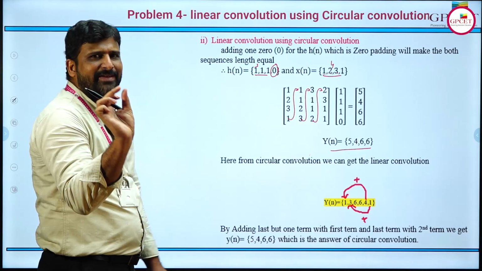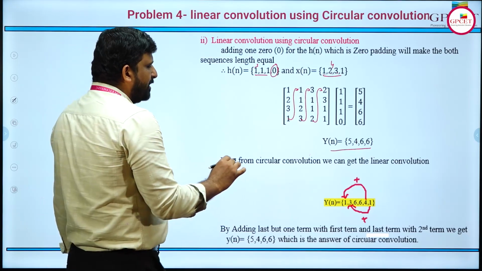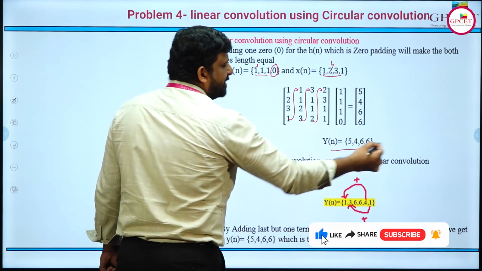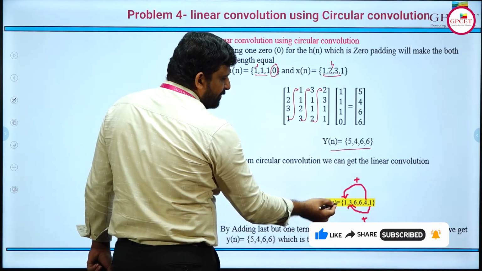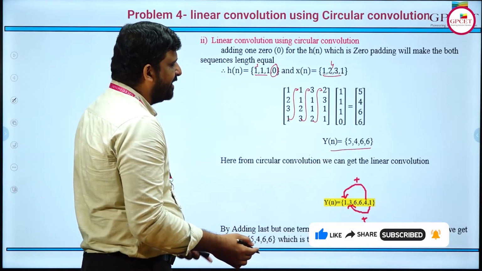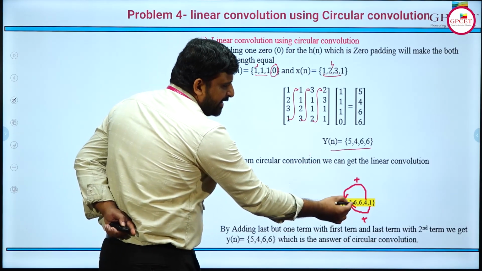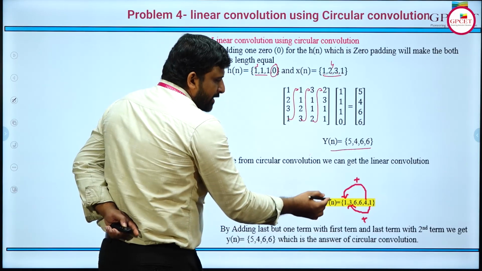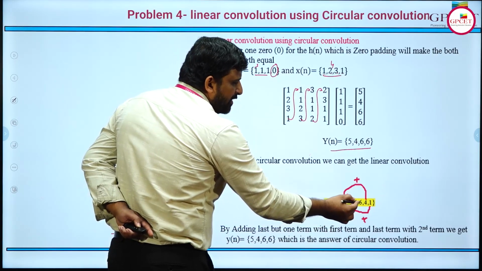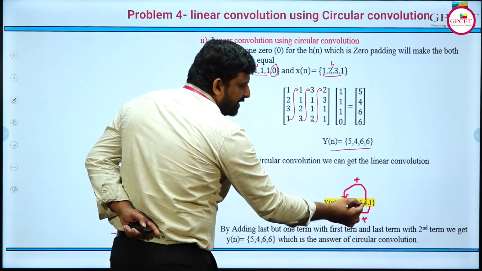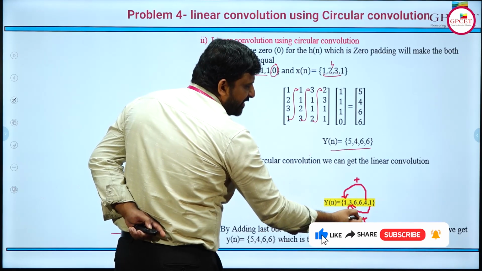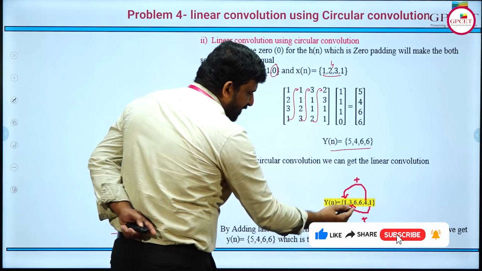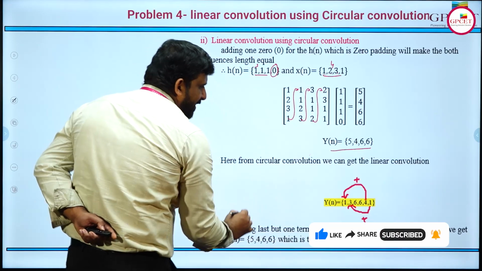So here we will have a small thing, how we can convert the linear convolution answer into the circular convolution answer. So I got this answer. Previously I got, by using the linear convolution, this answer: 1, 3, 6, 6, 4, 1. So in this linear convolution, if we add the first term with the last but one term, that is 1 plus 4, and the second term with the last term, that is 3 plus 1, if I add that, you can see here what I get.